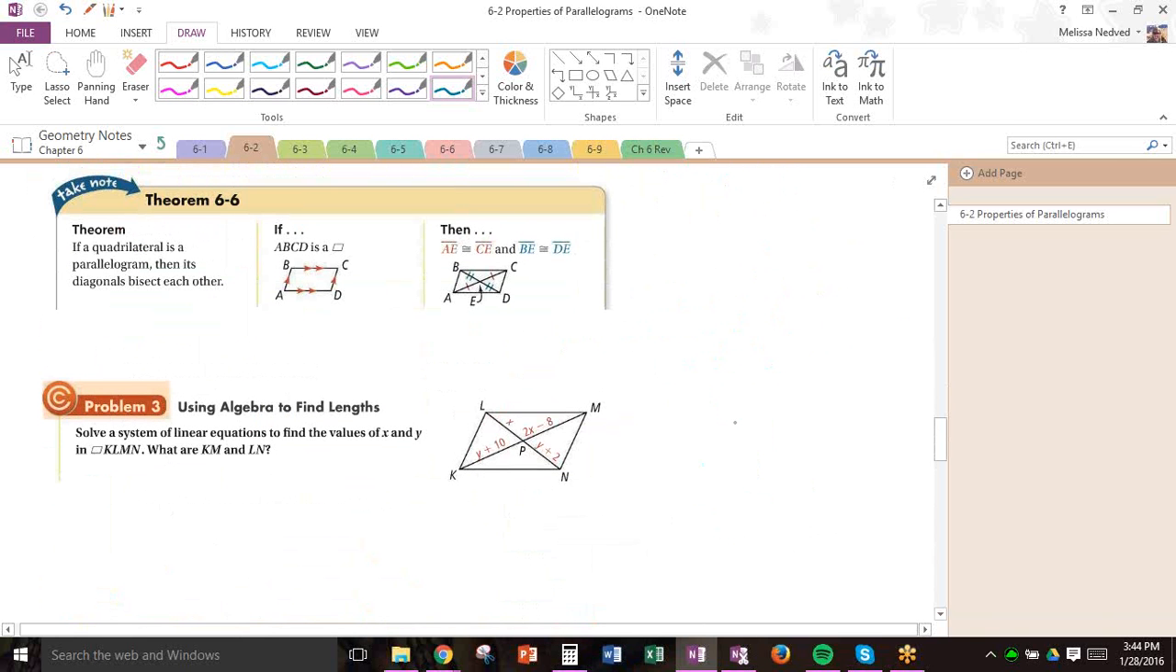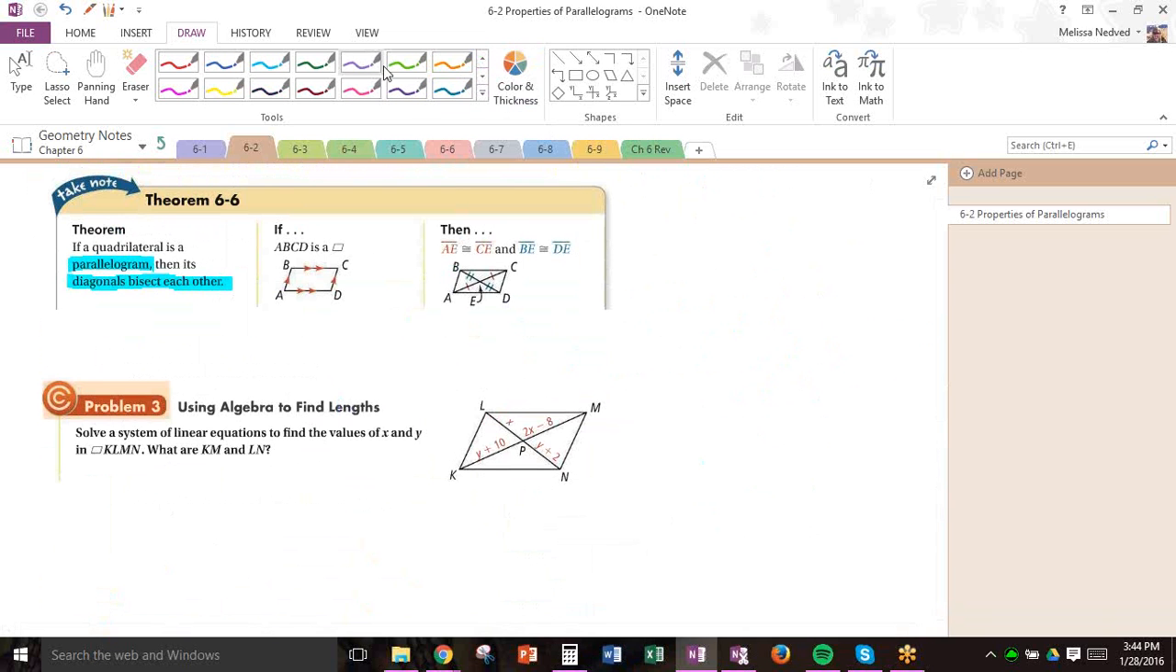So our next property of parallelograms says if a quadrilateral is a parallelogram, then its diagonals bisect each other. So when we're looking at a parallelogram, diagonals bisect each other. A diagonal is any segment connecting non-consecutive vertices. So in this case, my diagonals connect my opposite vertices or my opposite angles. So here a diagonal would be BD and AC.